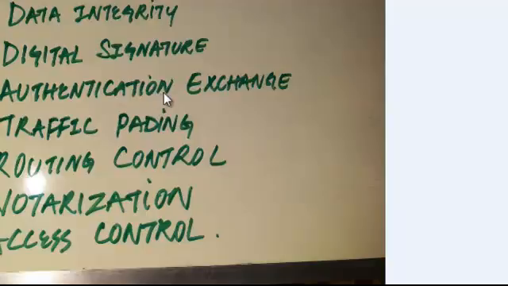Authentication exchange. In authentication exchange, two entities exchange some information to prove their identity to each other. For example, if Mr. A and Mr. B want to communicate and they want to be sure that they actually are Mr. A and B, they can prove their identities to each other by exchanging some information only they are supposed to know. That is authentication exchange. Entities exchange some confidential information to prove their identities to each other.